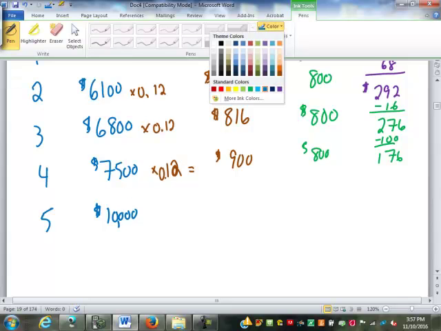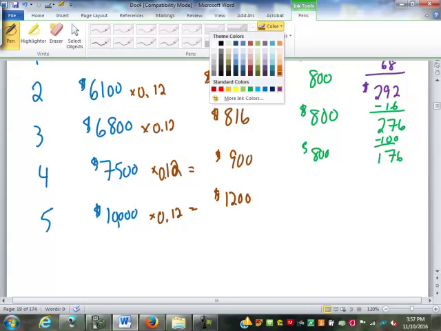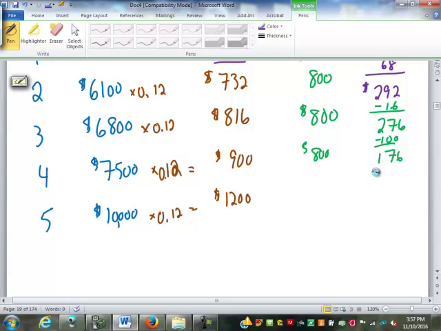$10,000 week. So times your 12%, that's a $1,200 commission. Well, you still owe $176 on your draw. So you got to zero that out. You are going to get paid $1,024. That's your $1,200 commission minus what you owed on your draw.